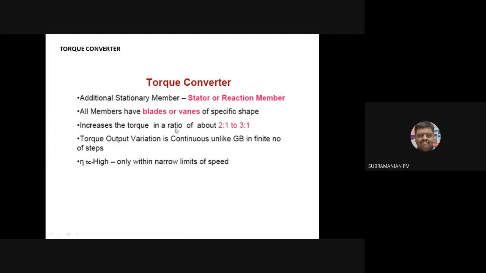So already I have told you about the additional stationary member. How much does it increase the torque? It increases the torque ratio about 2:1 to 3:1. When you are using a sliding mesh gearbox, your gear ratio is fixed. That is, I can term it as a finite number of ratios: 3.25:1, then 2.25:1, then 1:1. It is finite. Whereas here, my torque output variation is continuous. It is not in steps. There will be an infinite number of gear ratios. And the most important drawback of this torque converter is that its efficiency will be high only within a narrow limit of speed.